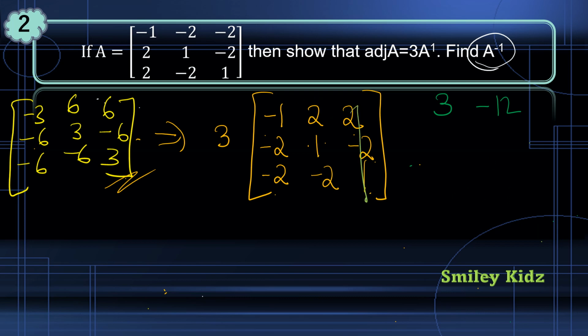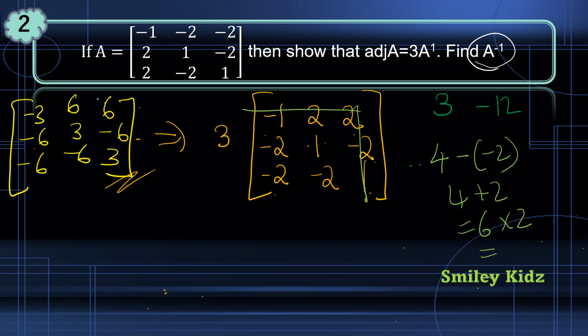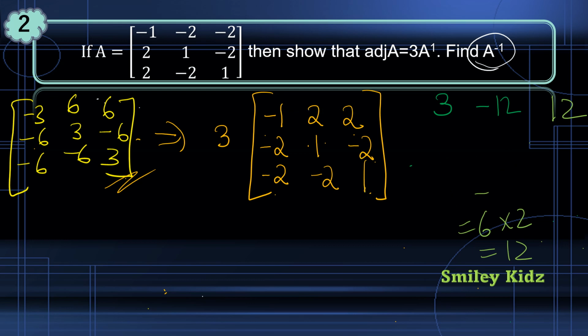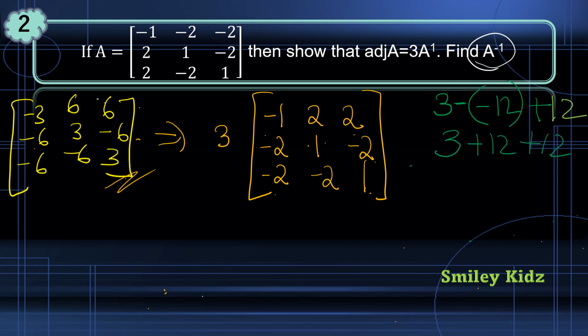Now, let's cut the rows and columns. 2 belongs to here. It is 4 minus of minus 2, that is 4 plus 2, 6. Now, 6 should be multiplied with 2. We have 12. Now, let's write down 12 over here. What is the strategy, everyone? That is the plus minus plus strategy that we apply over here. Now that is going to be minus of minus 12 plus 12. This is 3 plus 12 plus 12. This is 24 plus 3, 27.